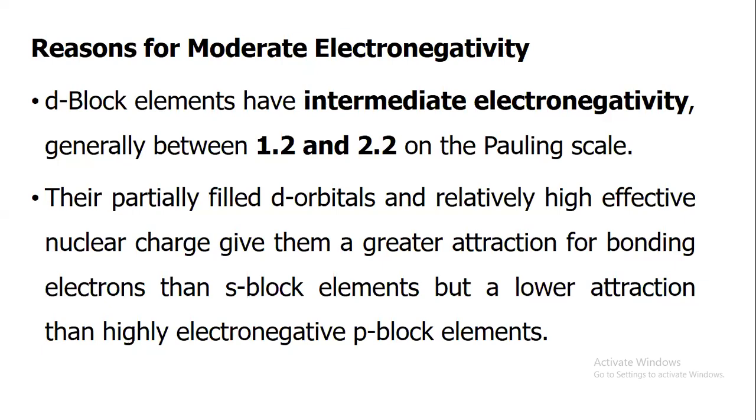Reasons for moderate electronegativity. The d block elements have intermediate electronegativity, generally between 1.2 and 2.2 on the Pauling scale. Their partially filled d orbitals and relatively high effective nuclear charge give them a greater attraction for bonding electrons than s block elements, but a lower attraction than highly electronegative p block elements.